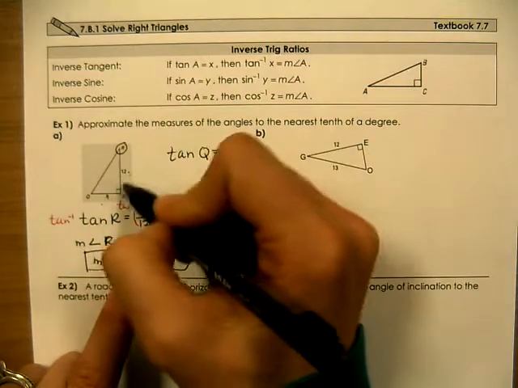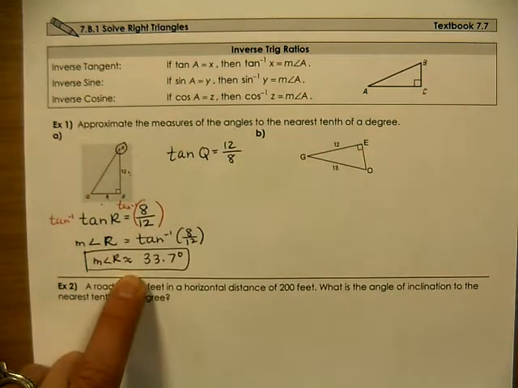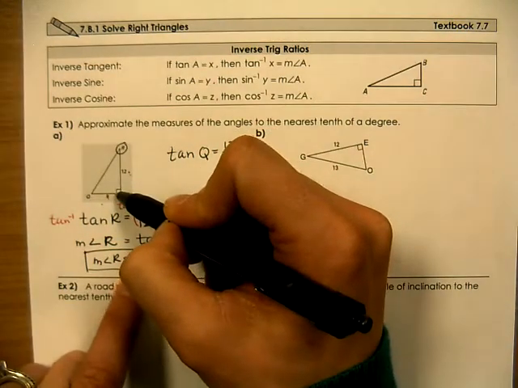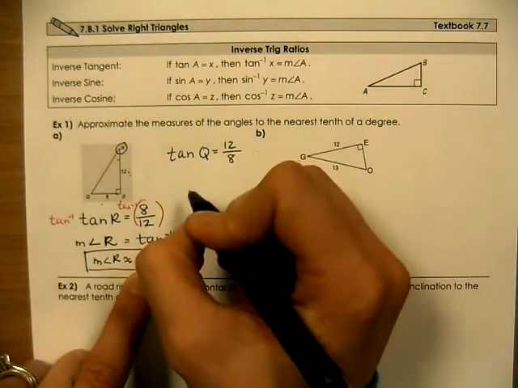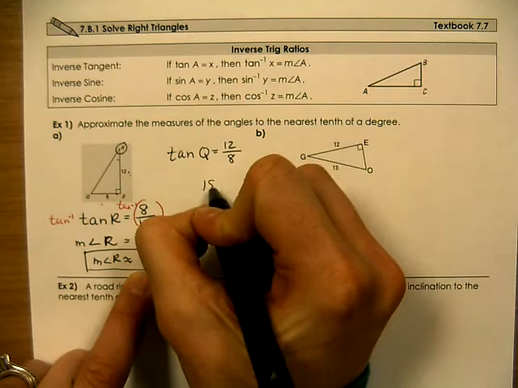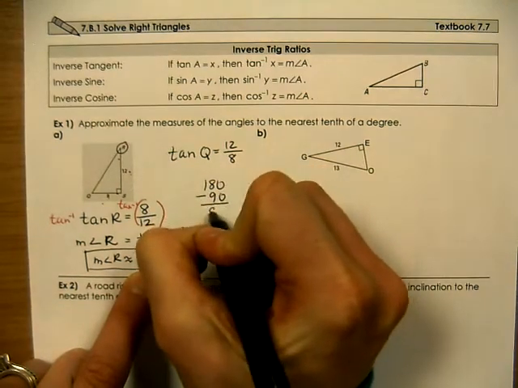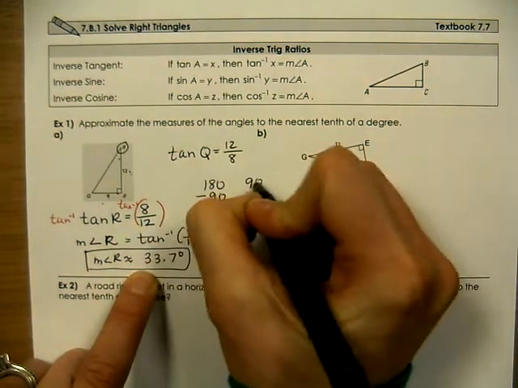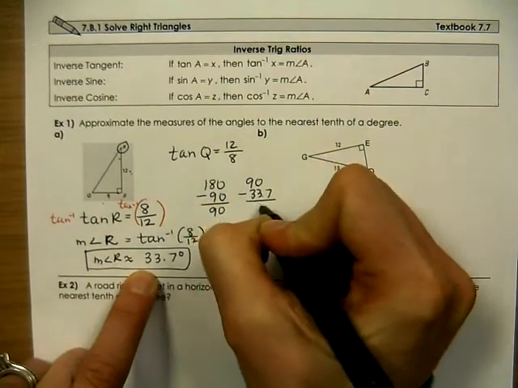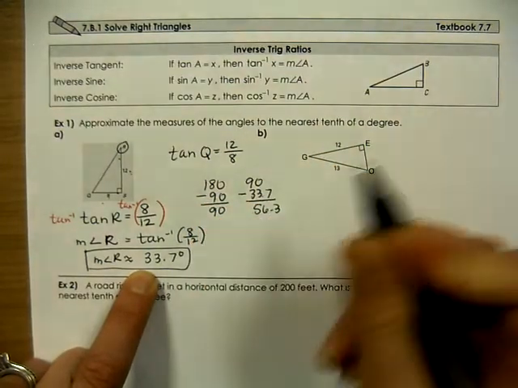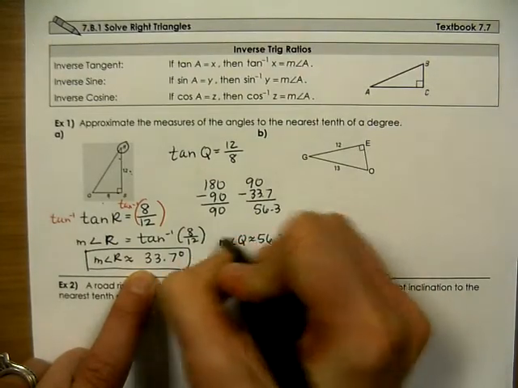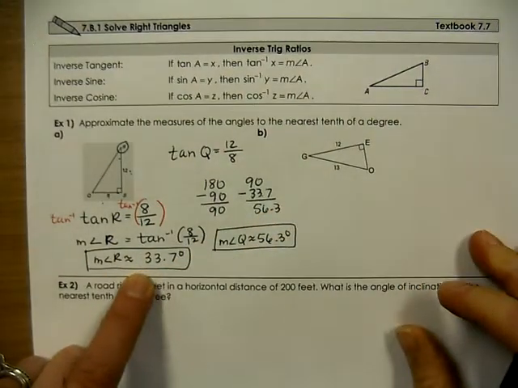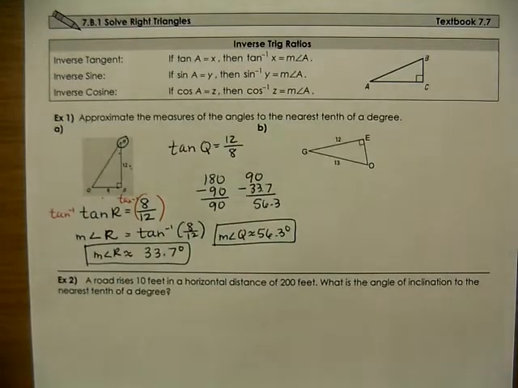Or I could recognize that the sum of the measures of the interior angles of a triangle is 180. So if this is 90, and I know the measure of angle r is 33.7 degrees, then 180 minus 90 is 90. I can do 90 minus 33.7. It gives me 56.3. So the measure of angle Q is approximately 56.3 degrees. So you can do that either way. You've got to remember all the tools in your tool belt.